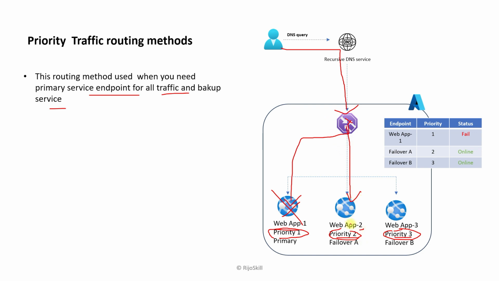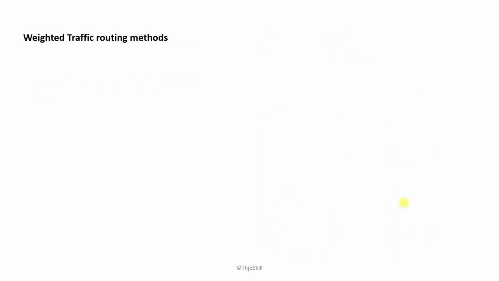So the traffic will reach priority 2. If, for example, 2 is also damaged or disabled, then the traffic will reach 3. So now you understand what the priority traffic routing method is. Next we will go for weighted traffic routing.